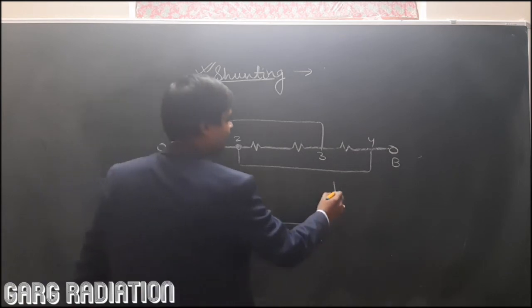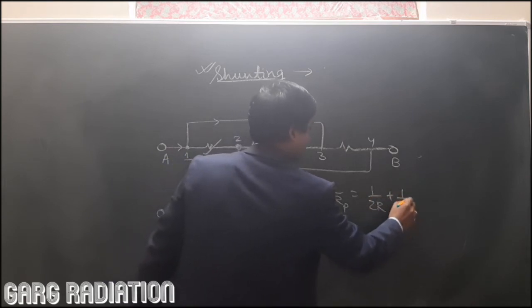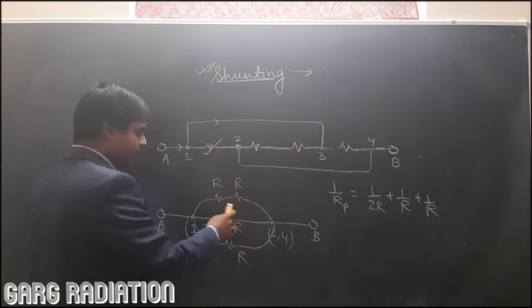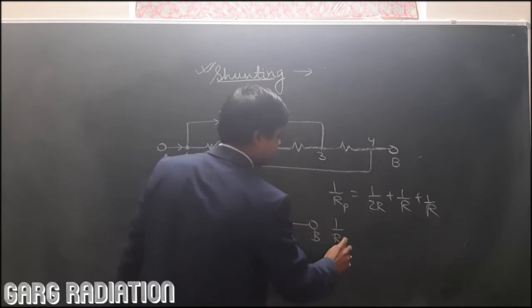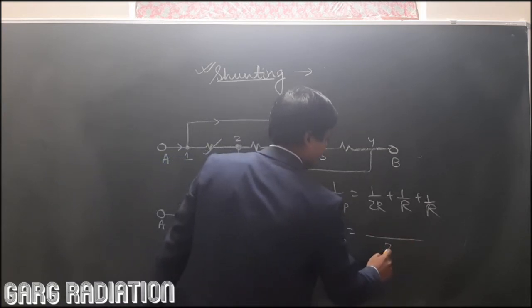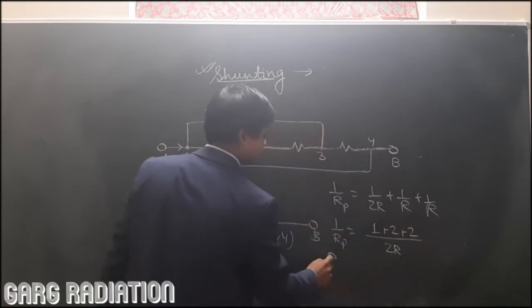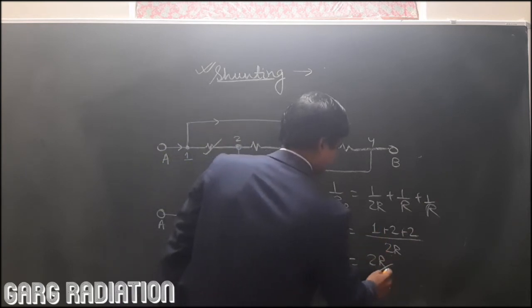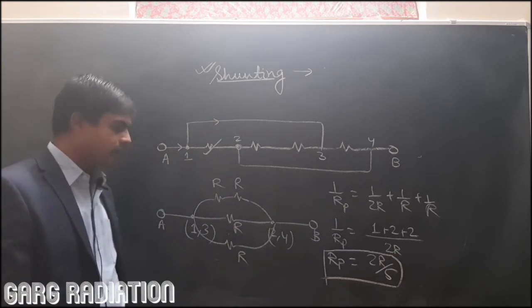Very easy to get. 1 by Rp is equal to 1 by 2R plus 1 by R plus 1 by R. Very easy. These two are in series, so they become 2R, R and R, and all of these are in parallel. So 1 by Rp comes out to be what? 2R, 1 plus 2, and hence Rp comes out to be 2R by 5. This is what we get, 2R by 5. I hope you have understood. Please note this down.